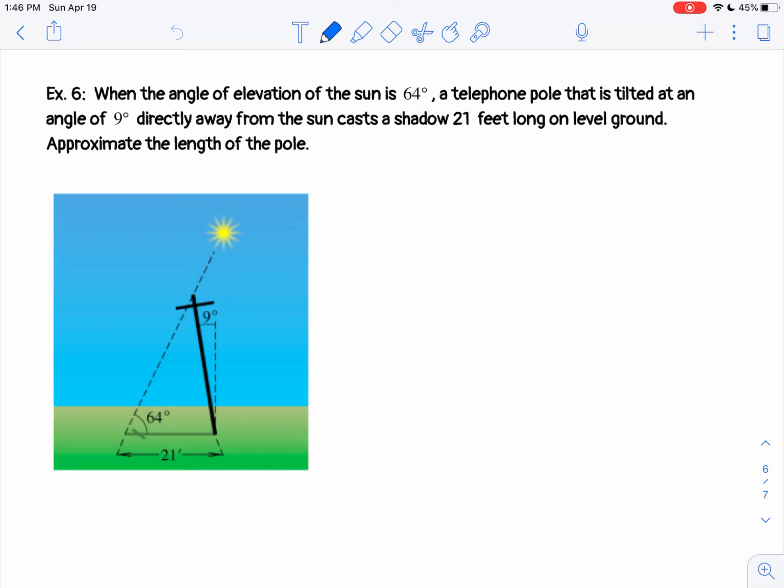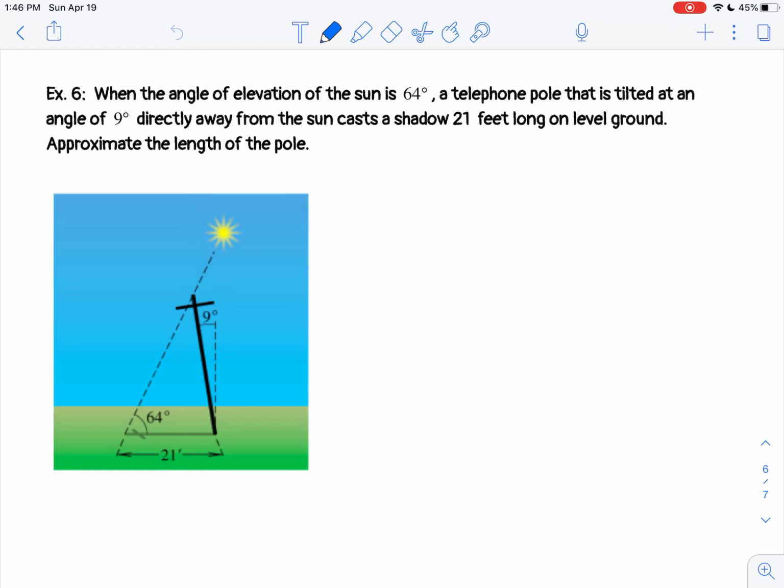When the angle of elevation of the sun is 64 degrees, a telephone pole that is tilted, unfortunately, and probably a little concerning, at an angle of 9 degrees directly away from the sun, casts a shadow of 21 feet long on level ground. Approximate the length of the pole.